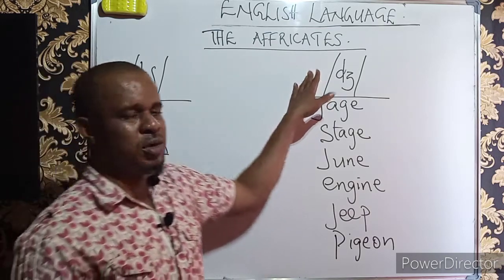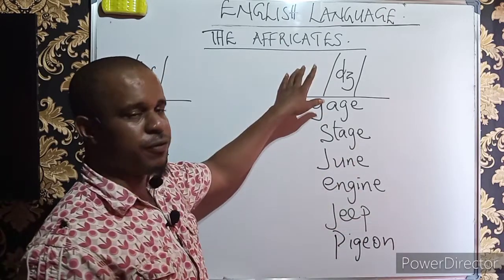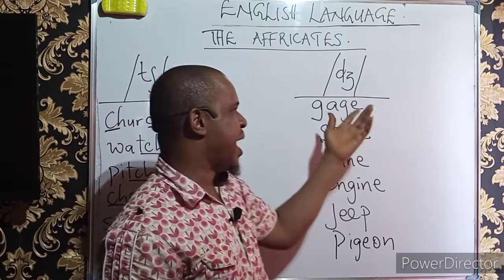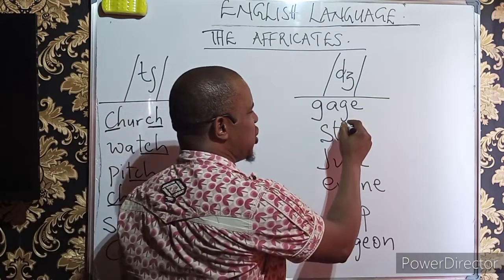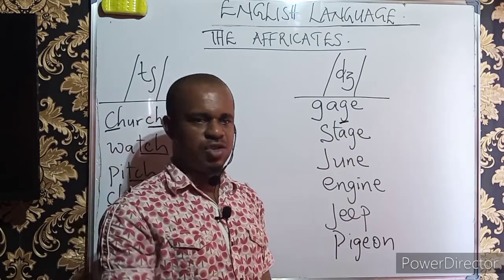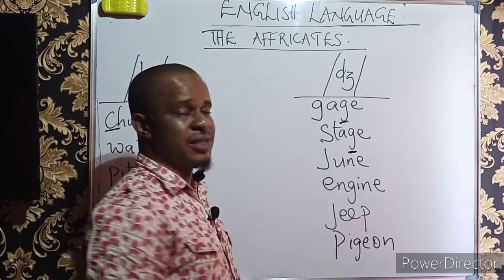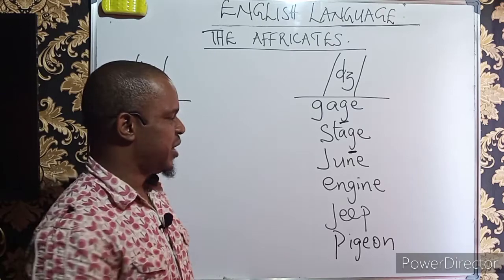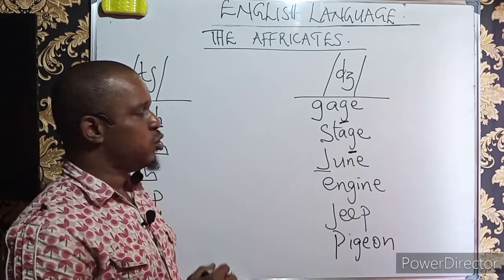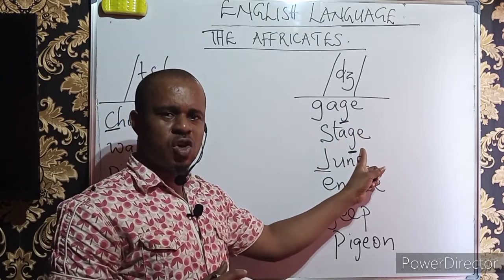So we come over to the second one, which is j. I told you this is the voiced one. Here we have the first example as gauge. Look at where we have the sound. The second one is stage. We also have it here. The next one is June. You see the same thing, the j is possessed here, and j is also obtained here.